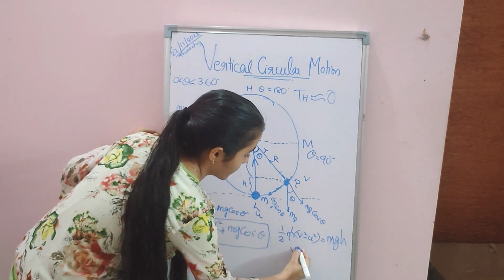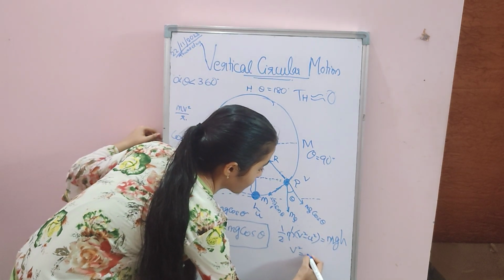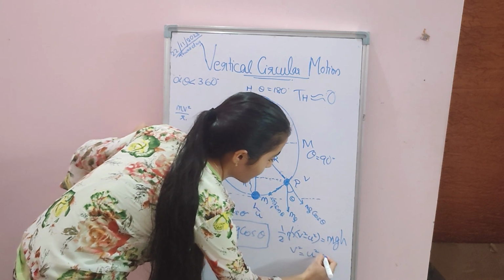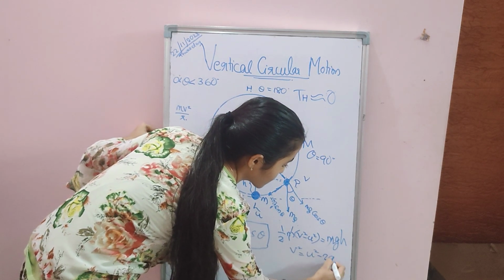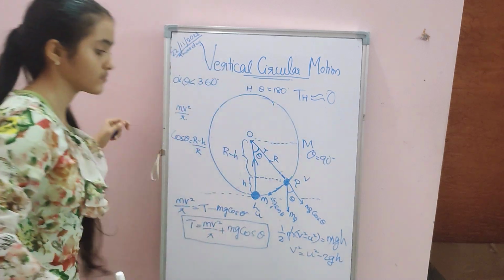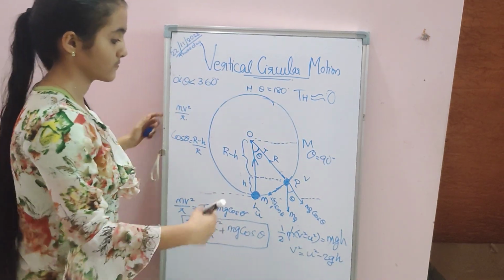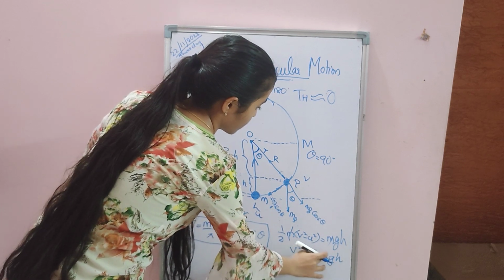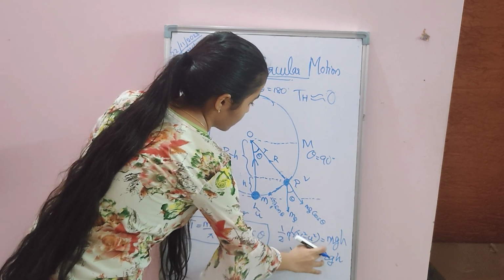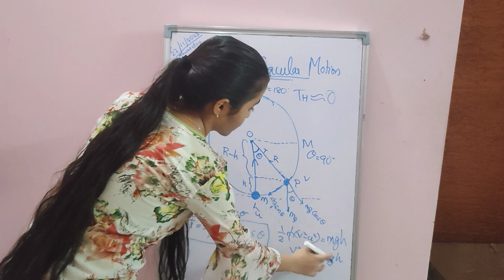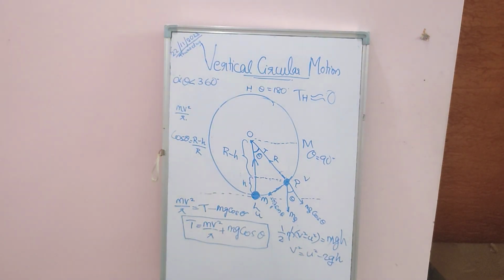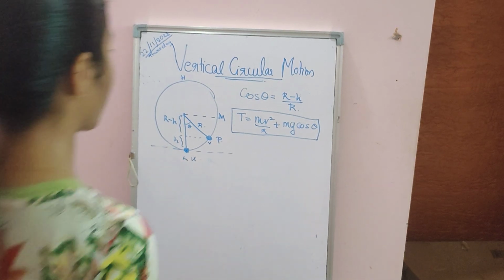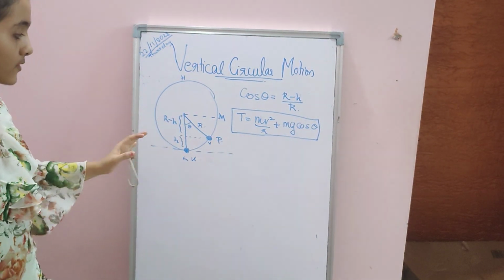Now cancel the m's and we get v square is equal to u square minus 2gh. Actually, it's minus 2gh. Okay, so I have drawn it aside.